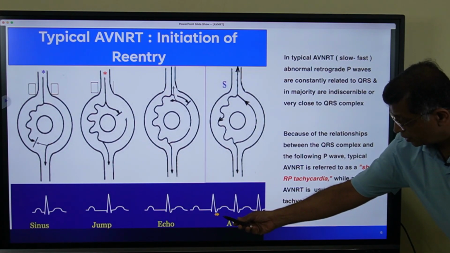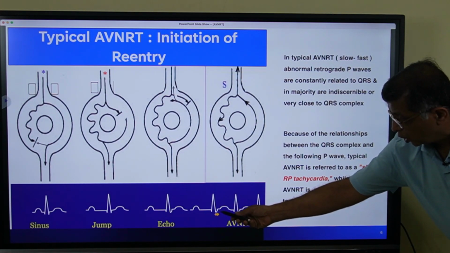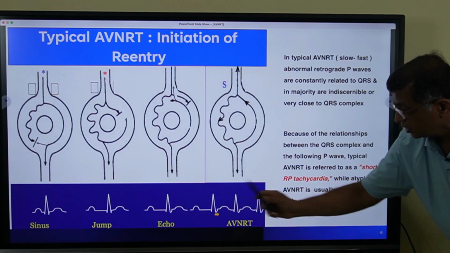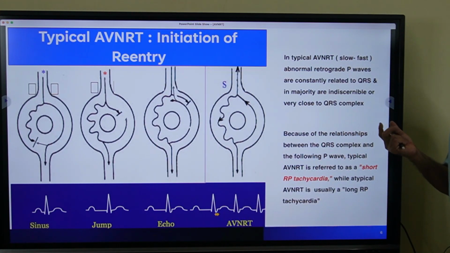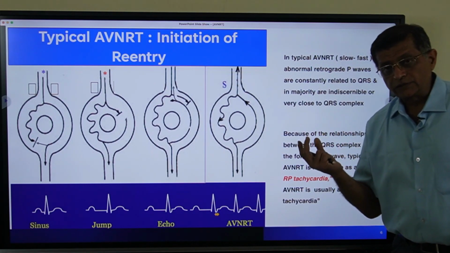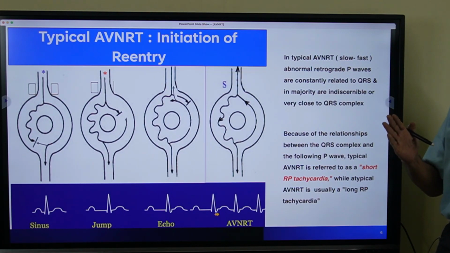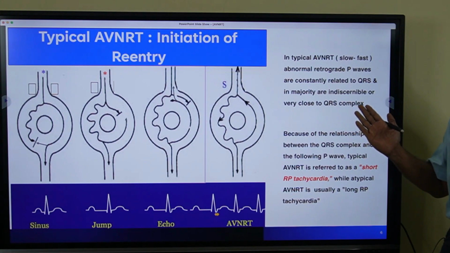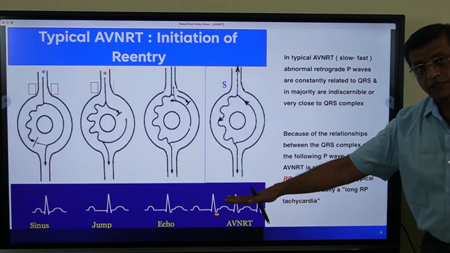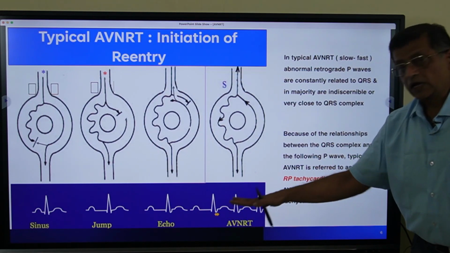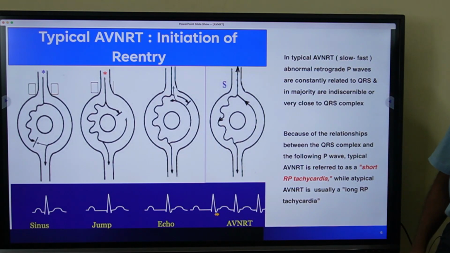What you notice here is this P wave or echo beat comes immediately after the R. So the RP interval is short. The supraventricular tachycardias are divided into short RP interval tachycardias and long RP interval tachycardias. So typical AVNRT is an example of short RP tachycardias. This can help you to diagnose.